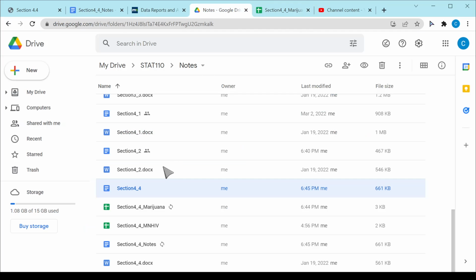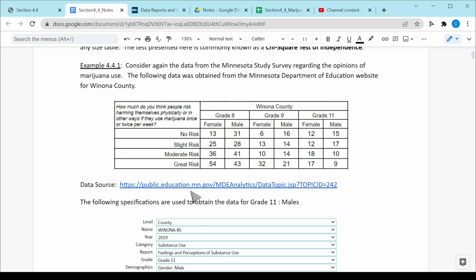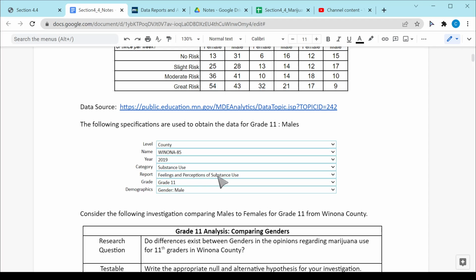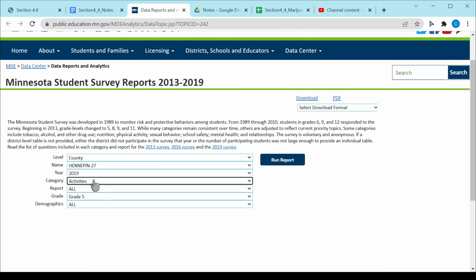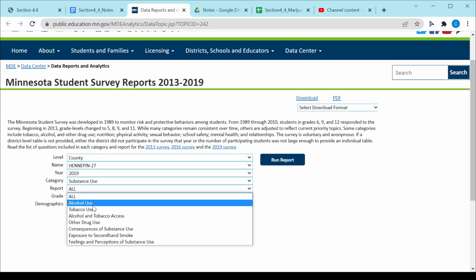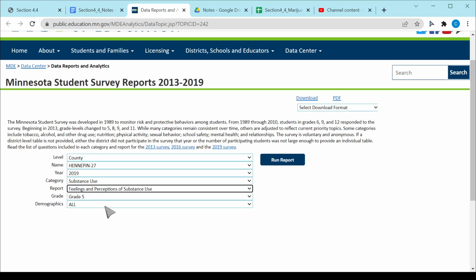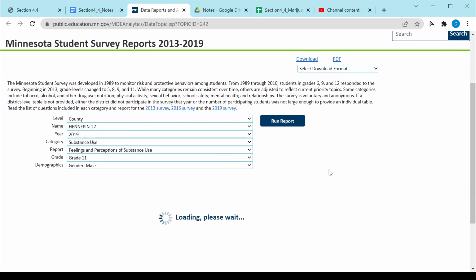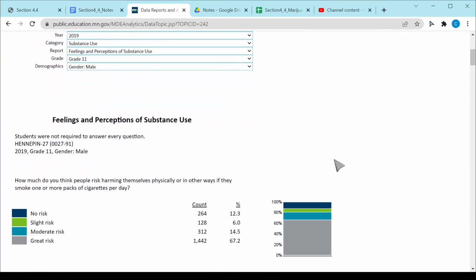Substance use and then perceptions of substance use is how I selected the data that I got. So perceptions, and then I was doing that for grade 11, and then you'd have to do this for males. When you do this for Hennepin County, take a moment for that to load.